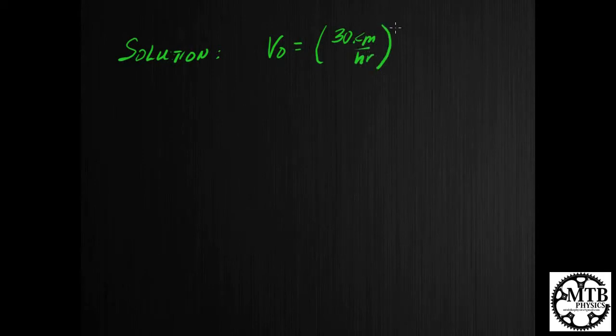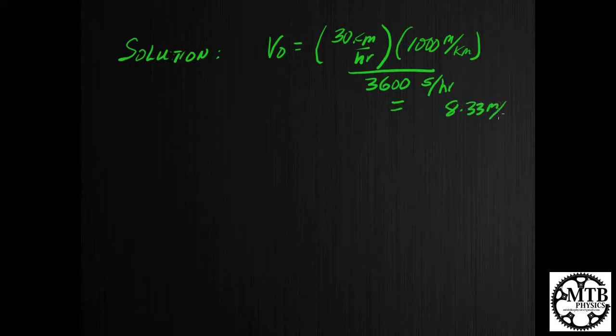So the first thing we're going to do is convert our kilometers per hour to meters per second, put all our units in the same form, and that will give us Tim's velocity of 8.33 meters per second.